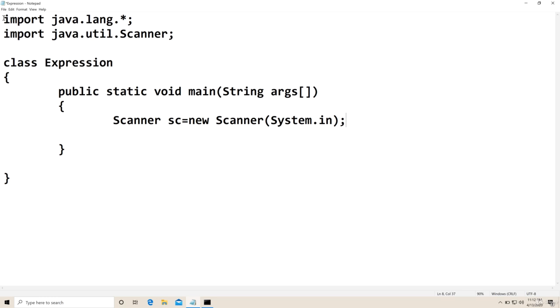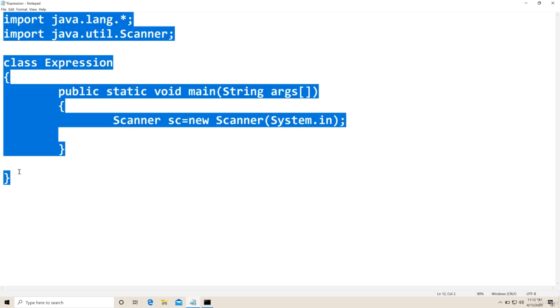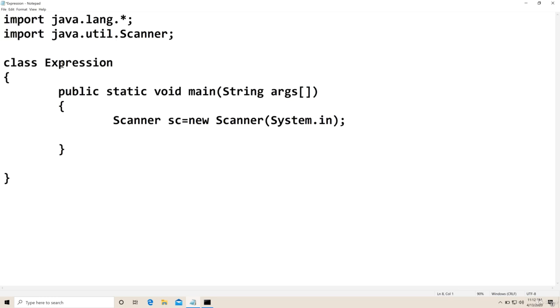I have a skeleton of the Java program. I'm not typing the whole thing once again. The class name is Expression, which I used in the previous challenge. I already have a Scanner object connected to the keyboard. Now let us write the rest of the code. I need integer variables a, b and c, and double type variables r1 and r2, root 1 and root 2.